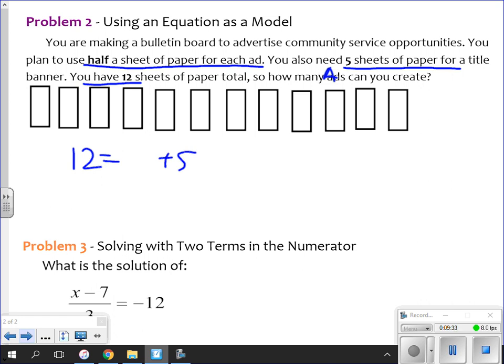How many sheets of paper do I use per ad? A half a sheet of paper per ad. That means I have the number of ads times 1/2 gives me how many sheets of paper. That tells me how many sheets of paper I need to do this, or how many ads I'm going to get. Okay? 1/2 a sheet of paper per ad. So I take 1/2 times the number of ads. It tells me how many sheets of paper I need.